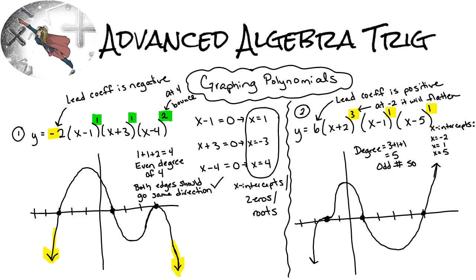So that means that the edges should go in opposite directions. So if we double check, it looks good because this edge is heading downward and this edge is heading upward. So it's doing exactly what it should have. So this is just the couple of steps you need to go through to draw a sketch of the higher degree polynomials like these 2 examples.